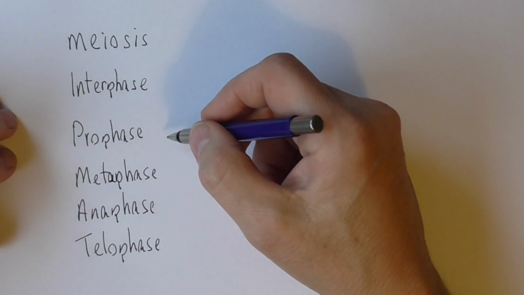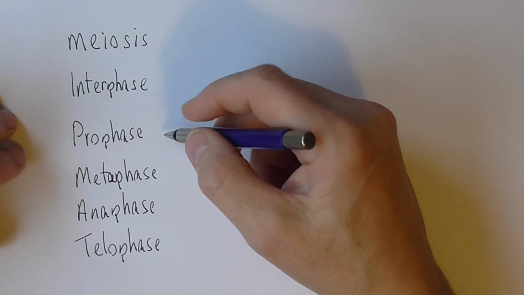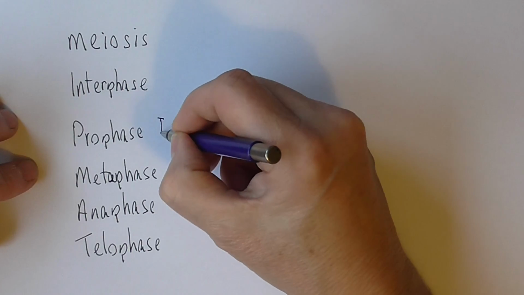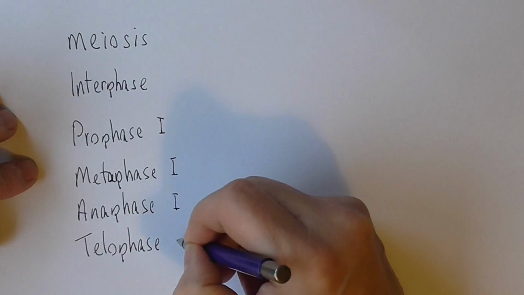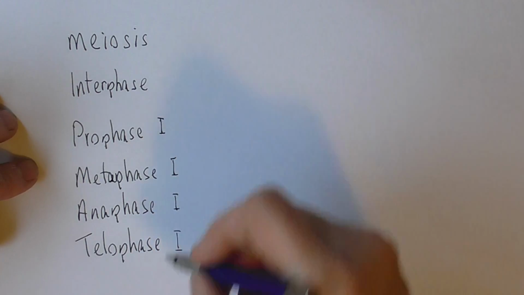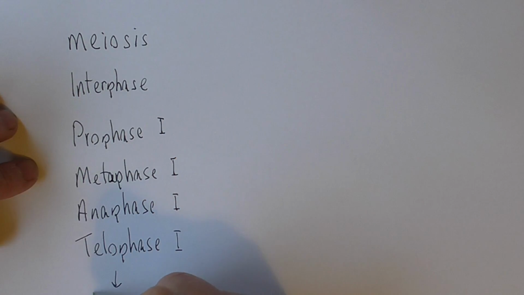But in meiosis, this happens twice. So in meiosis, there's prophase 1, metaphase 1, anaphase 1, telophase 1. Then there's a short interphase. And then this happens all over again.